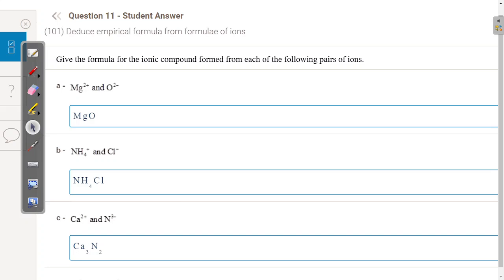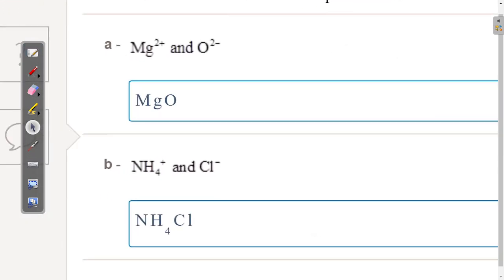Okay, this one that you just cross: Mg2 plus and O2 minus. Since they have the same charge, you don't do crisscross, you just put them next to each other. MgO.